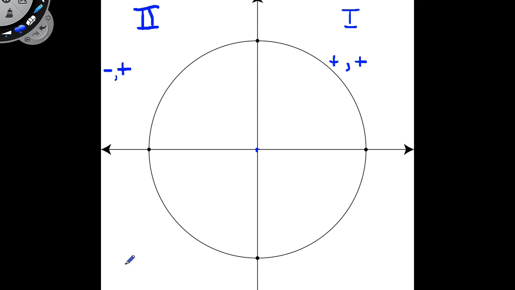This will be quadrant 3, and in quadrant 3 both of them are negatives. And in quadrant 4 we have a positive x and a negative y. And remember, once again, these just tell us direction. X-wise, this is positive. X-wise, this is negative. Y-wise, this is positive. Y-wise, this is negative.